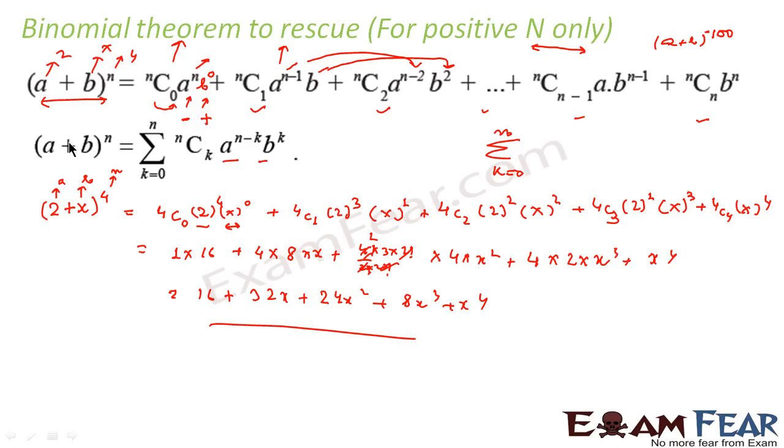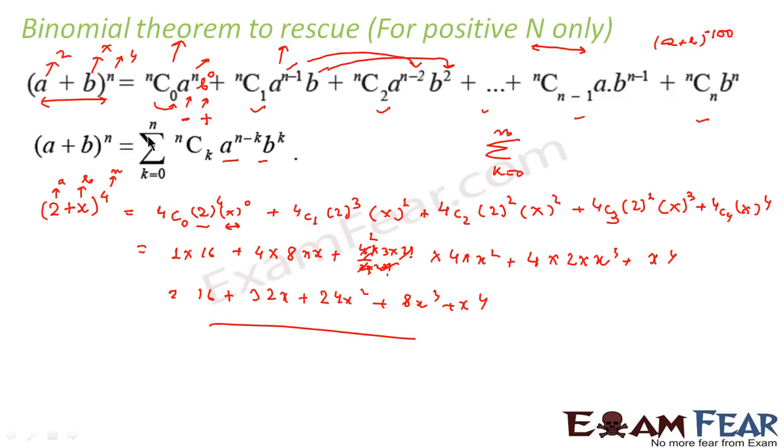Also, you can say A plus B to the power N is equal to NCK, A to the power N minus K, B to the power K, summation K is equal to 0 to N. We'll prove in the next slides how this formula has come. But before that, you should remember this. This is a very crucial formula. You have to remember this. So please pay attention to this.